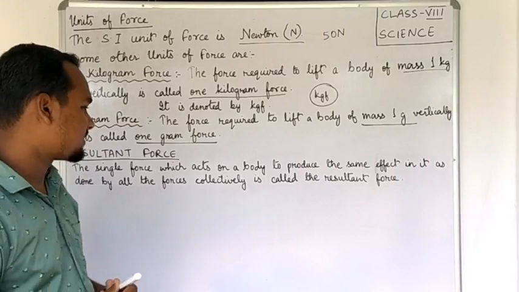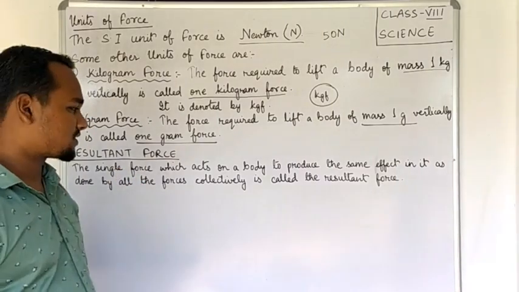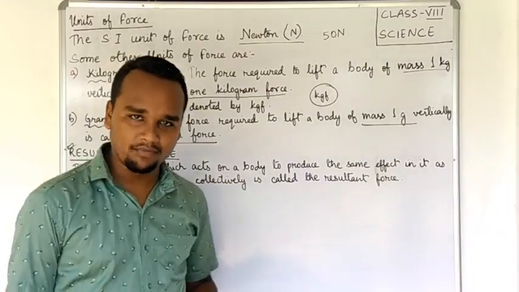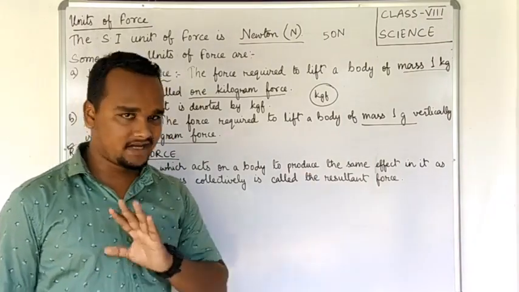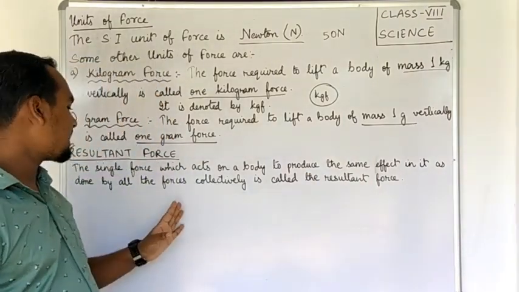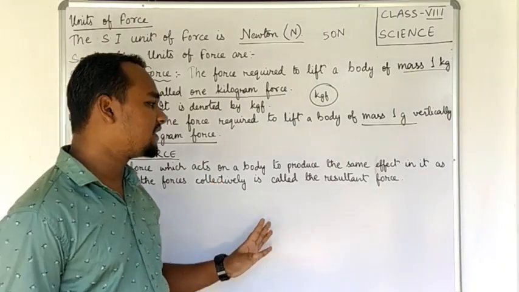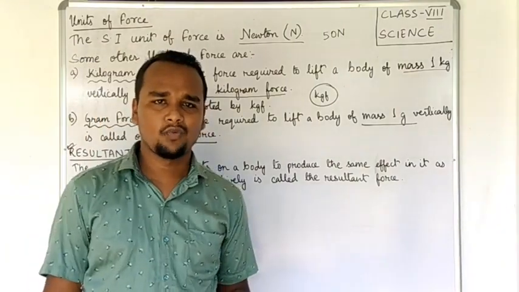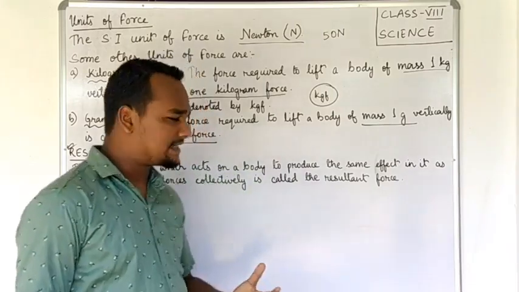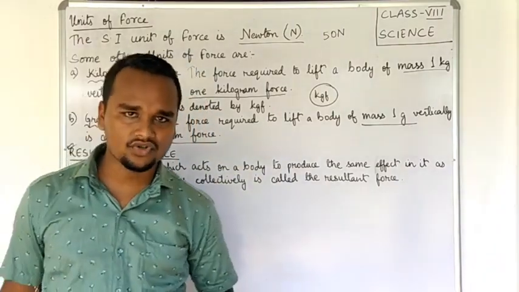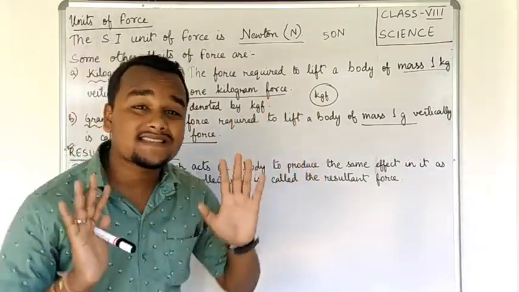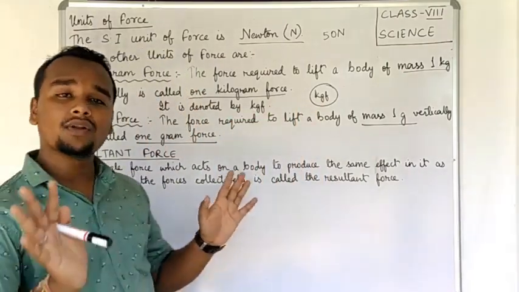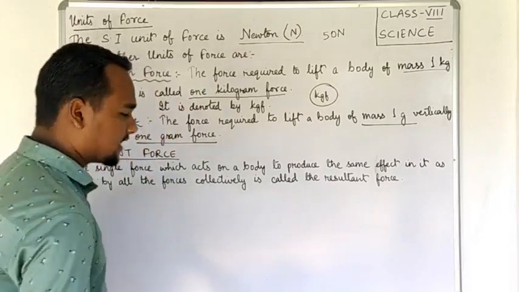What is the meaning of resultant force? The single force which acts on a body to produce the same effect in it as done by all the forces collectively is called resultant force. What is resultant force actually? Resultant force is a single force which acts on a body to produce the same effect done by all the other forces. Let us understand this with the help of an example.